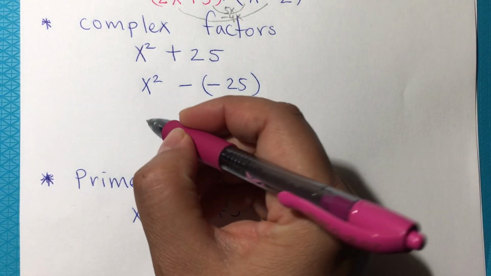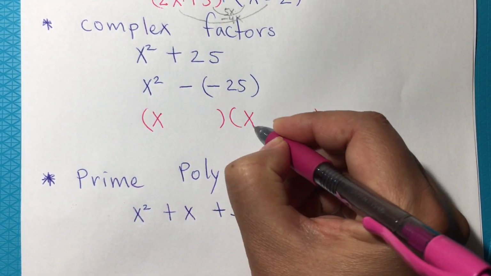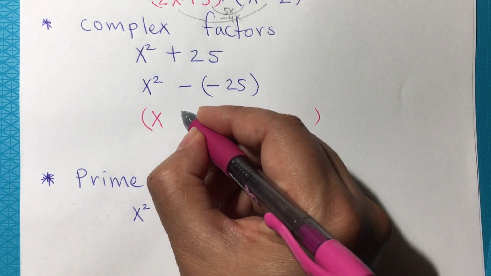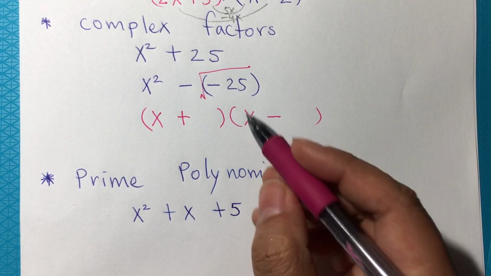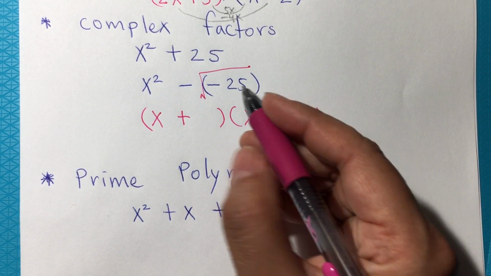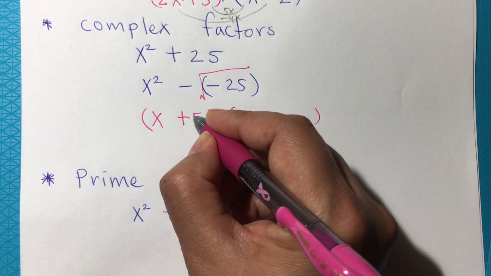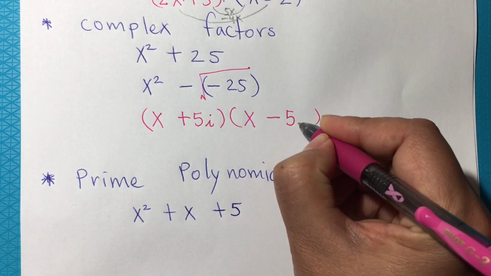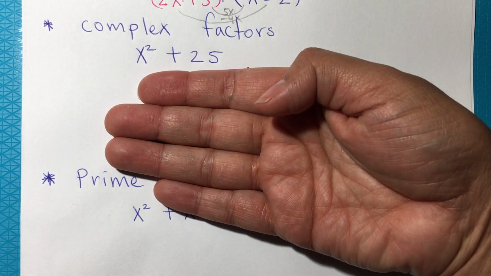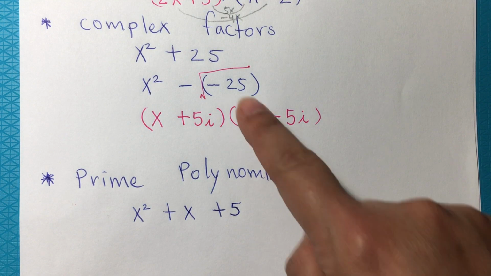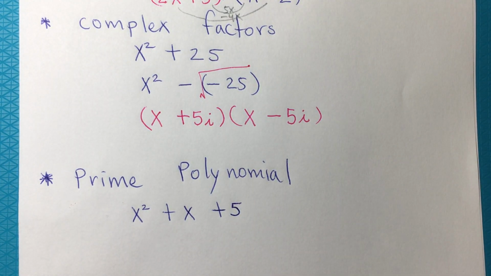And then we just open our parentheses. We put X, X. This minus makes it a plus and a minus. And then we take the square root of this one, and the square root of negative 25, well, the square root of negative is the imaginary, the square root of 25 is 5, so we put it as plus minus 5i. But if you're in lower levels of math, you might find this as prime polynomial, okay? It's a prime polynomial, meaning that there are no other factors, you cannot factor it anymore.